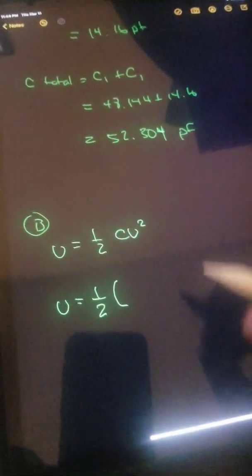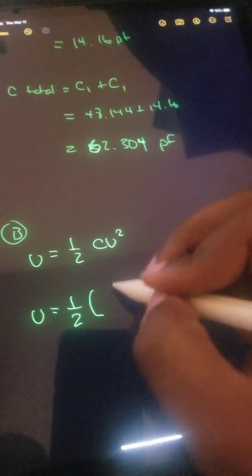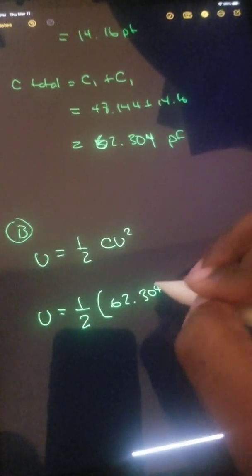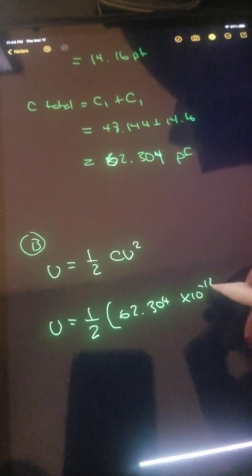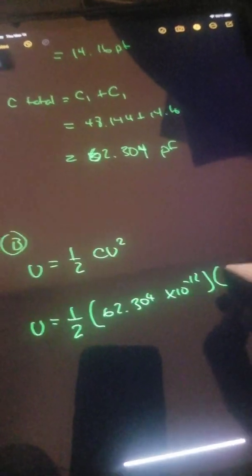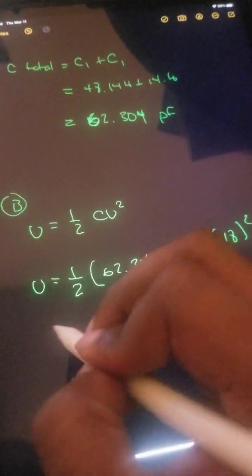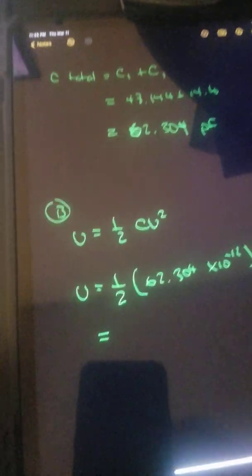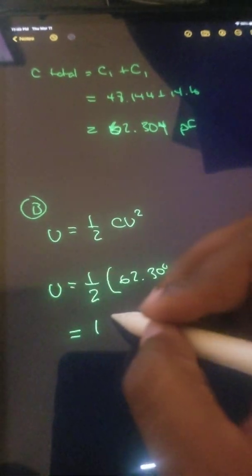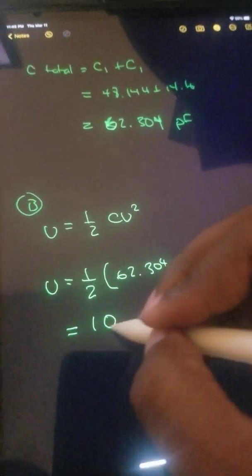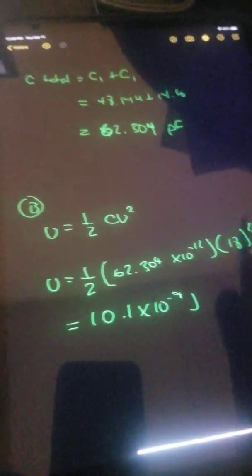Well, I just realized that this number here should have been 62, not 52. So we're going to correct that there. This is going to be 62.304 times 10 to the negative 12 times 18 for the volts squared. And again, we're going to fast track the math here. When you multiply all this out, what you'll find is that the energy stored in the capacitor is going to be 10.1 times 10 to the negative 9th joules.